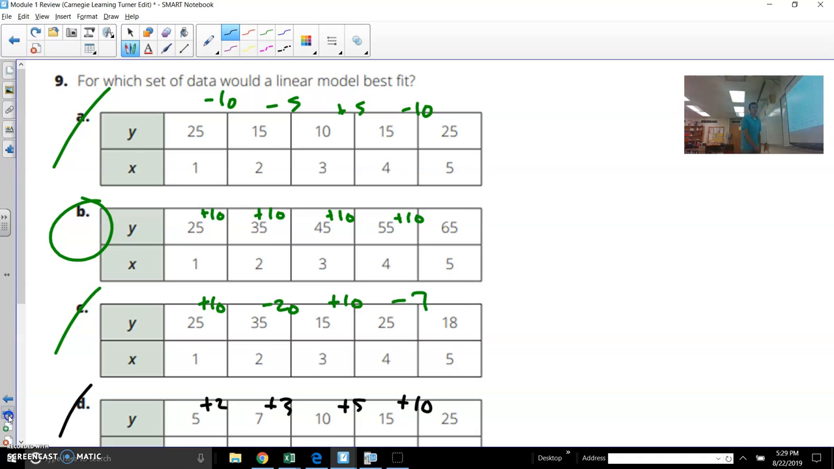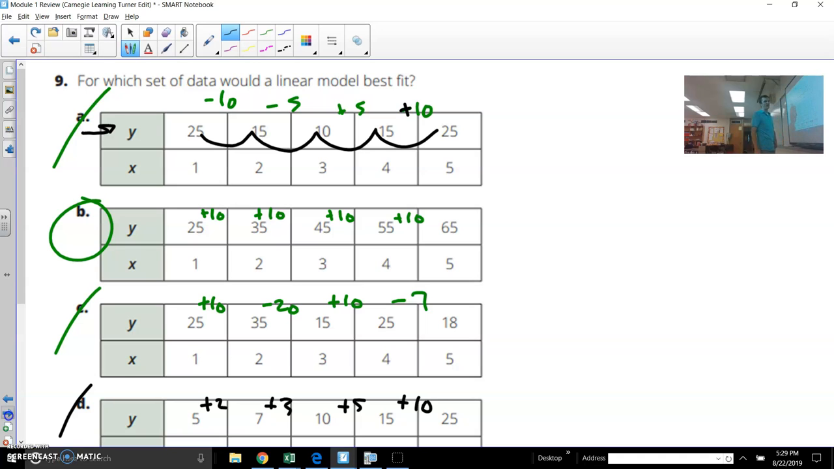Which data set would be a linear model best fit? So what I did is I looked for the y values. And these tables are kind of messed up in a sense. I mean, usually x is first, then y, so you really got to watch out for this. The x's are steadily increasing by 1 for all of these, so I could just study the output values. And so I saw that this one went down 10, then it went down 5, but then it turned around and went up 5, and then it went up 10.